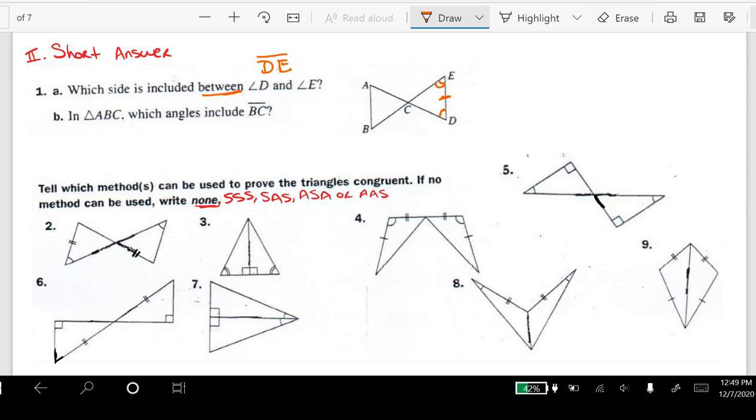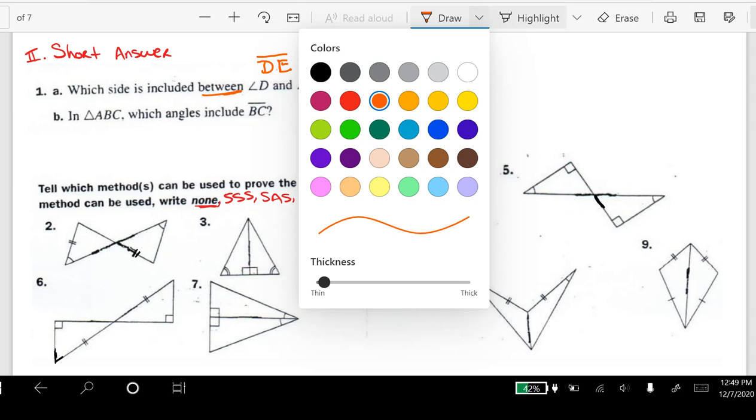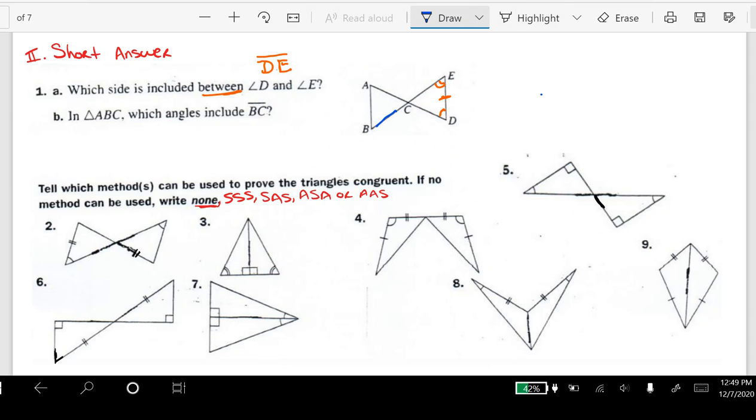The two angles. For B, it says which angles include BC, the side. So now we're talking about BC. So this is BC. And the angles that include it, that means put it in the middle, are going to be angle B and angle C. So it's going to be angle B and angle C. I shouldn't say C for that, so I'm going to have to say ACB. And again, that's because C is a vertex of multiple angles.